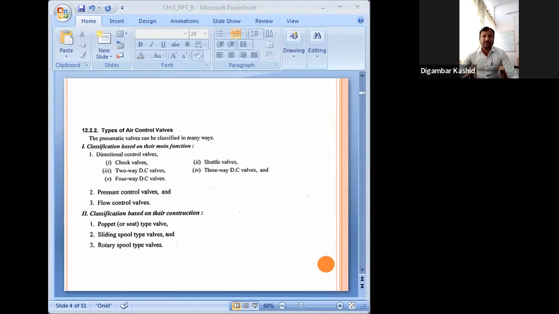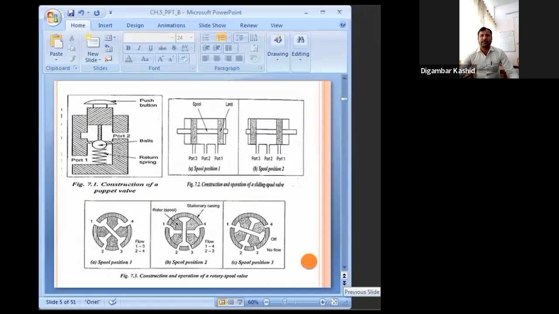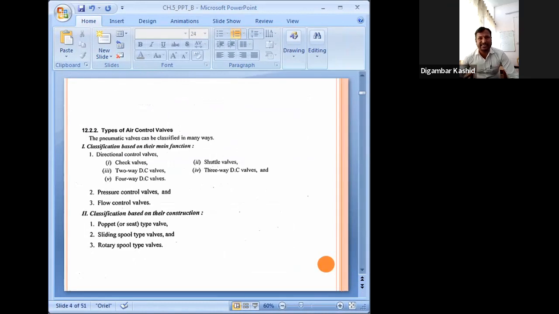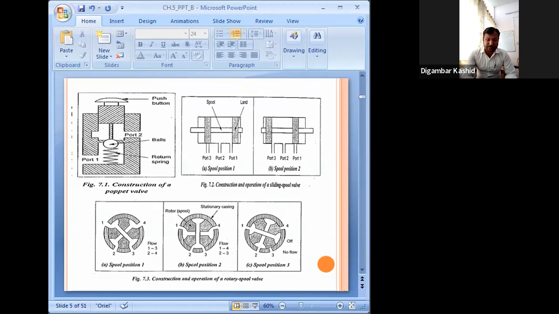Okay. So based on their main function: direction control, pressure control, and flow control; and based on their construction: poppet valve or seat type valve, then sliding spool type valve and rotary spool valve. Now we are going to focus on direction control, flow control, and pressure control. We have already discussed the poppet valve, sliding spool valve, and rotary spool valve. We'll go quickly over that also. So first we'll go for this check valve.